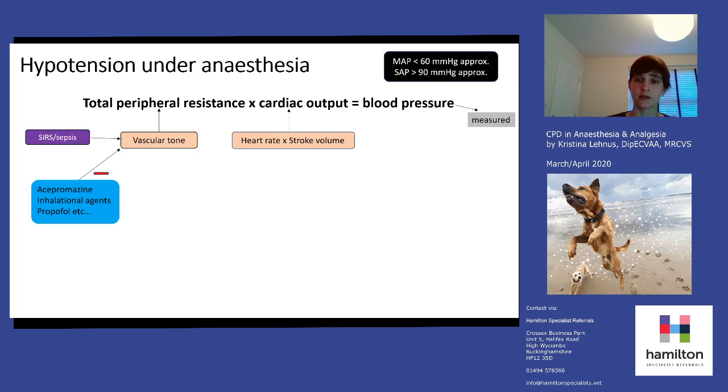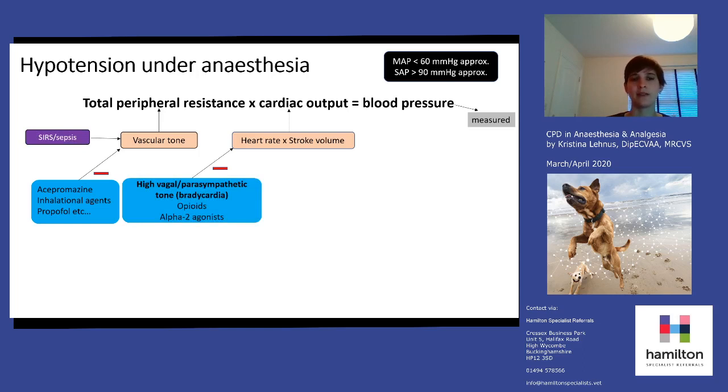Systemic inflammatory response syndrome and sepsis will cause vasodilation and therefore also a drop of blood pressure. A high vagal tone that causes bradycardia will reduce heart rate by definition, and that's often opioids, but it can also be alpha-2 agonists. Now, be aware that alpha-2 agonists cause bradycardia in two phases.